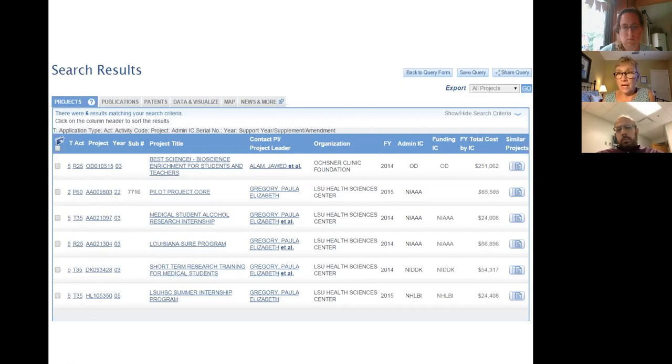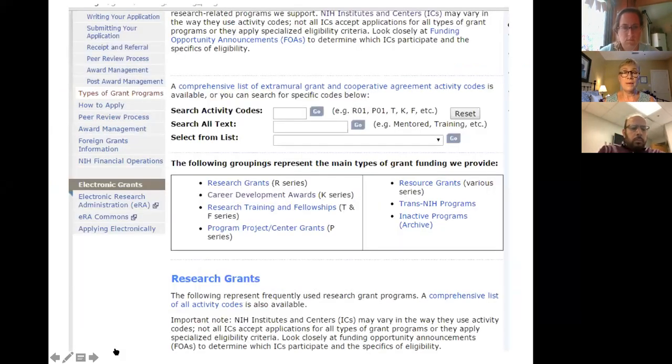Everything on earth is not an R01. And if someone tells you you have to have an R01 as your first grant, they're full of it. There are small R's, there are K's, there are education grants, there are psychosocial grants, etc. If you click on this, the title, it will take you to a page that describes the grant.